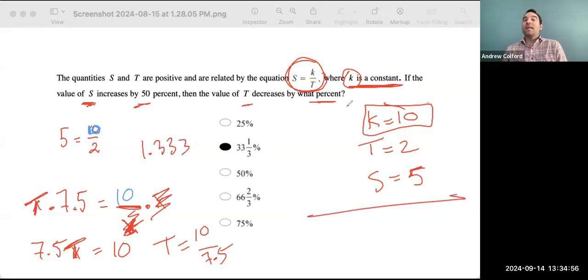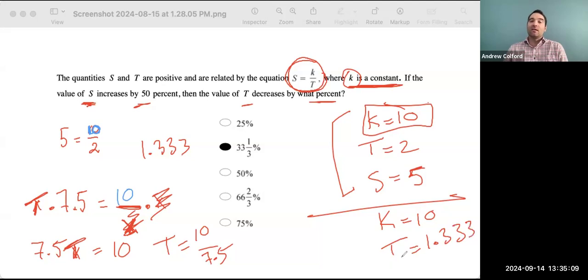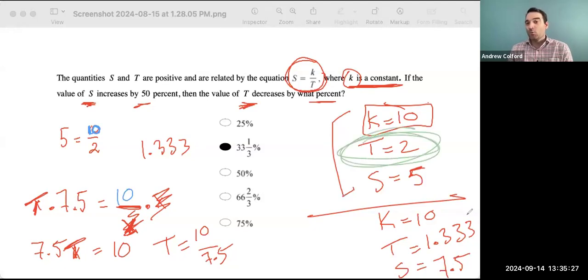So in setup 1, K was equal to 10, T was equal to 2, and S was equal to 5. In setup 2, K is still equal to 10. T is now equal to 1.333, and S is equal to what did we say? 7.5, right? The question is, by what percent did our T decrease? We went from 2 to 1.333. So what percent decrease is that?